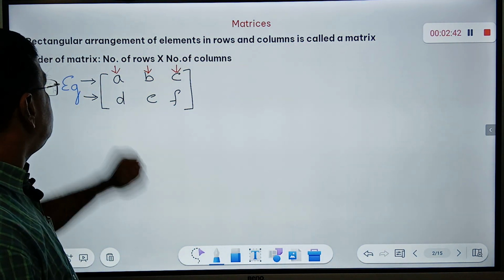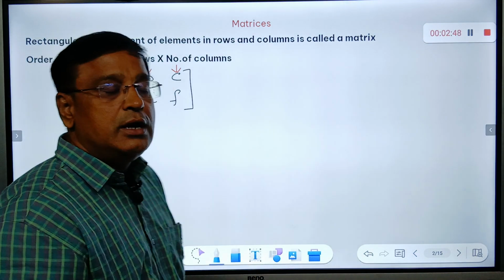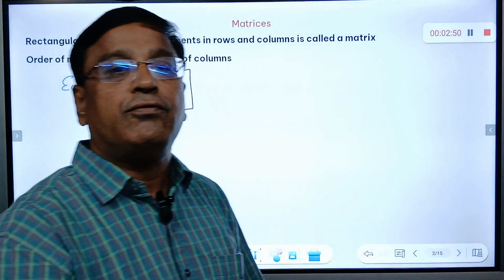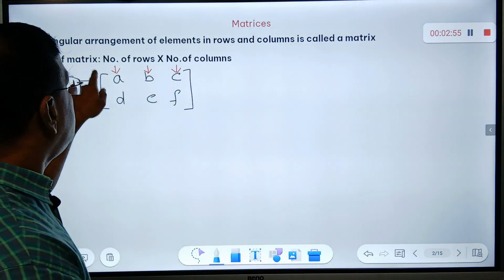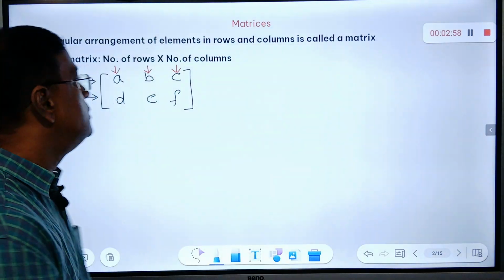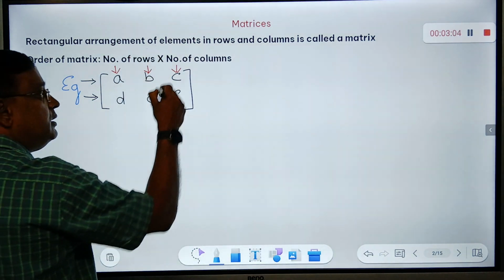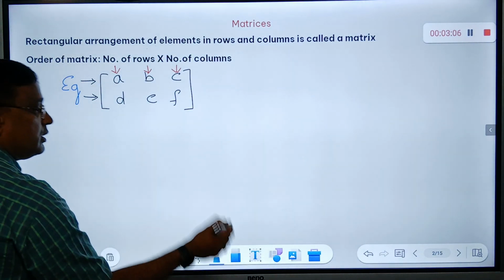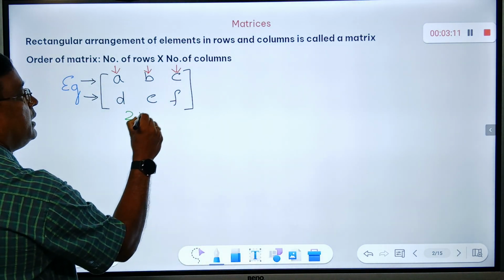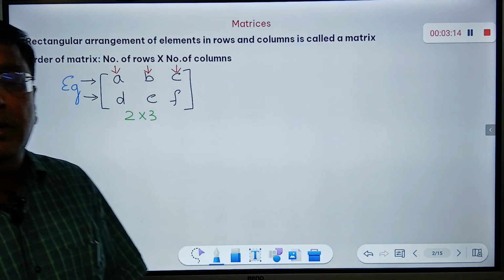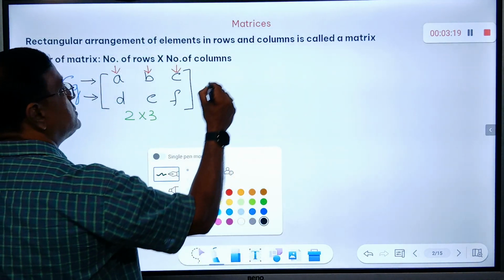Then we go to the next definition called order of a matrix. The order of a matrix is defined as number of rows by number of columns. You have to read it as number of rows by number of columns. So how many rows are there? There are 2 rows. And how many columns are there? There are 3 columns. So the order of this matrix is 2 by 3. Number of rows by number of columns. We'll take some more examples.